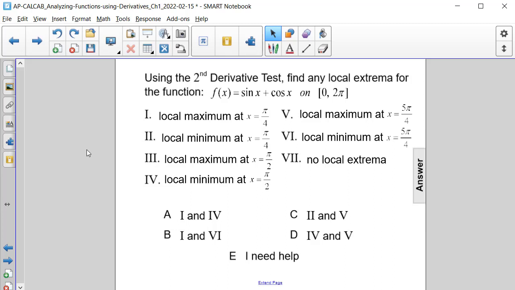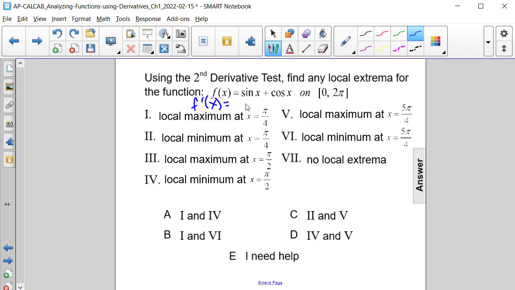Using the second derivative test, find any local extrema for the function f of x is equal to sine of x plus cosine of x on the interval from 0 to 2 pi, including both endpoints. All right, so the first step that we are going to do is determine what f prime of x is. So f prime of x is equal to the derivative of sine, which is cosine of x, plus the derivative of cosine, which is negative sine of x.